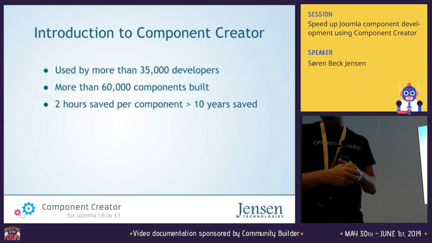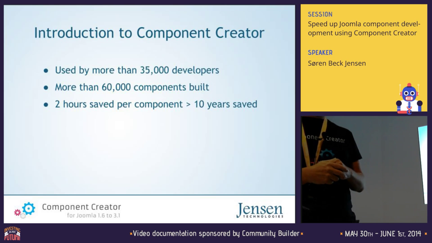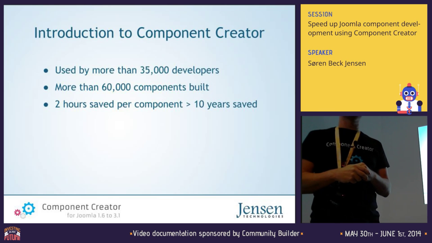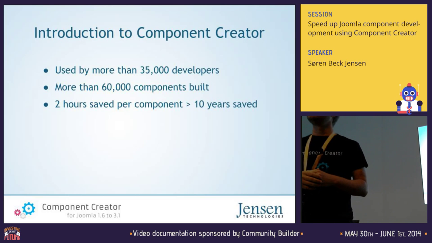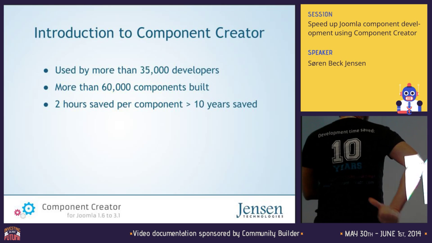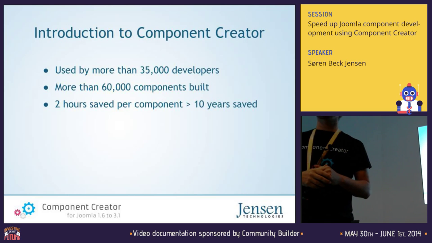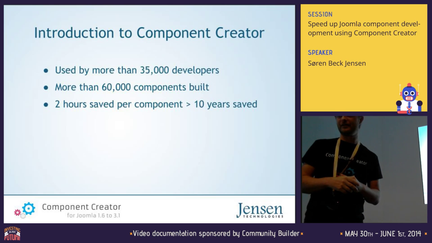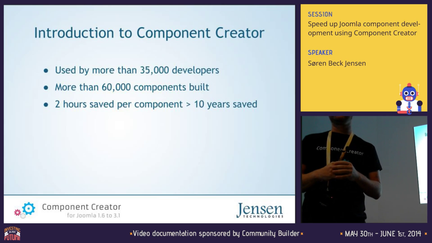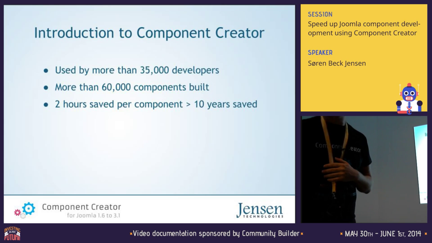It's used by more than 35,000 developers, and they've built more than 60,000 components. Conservatively estimated, we think that it saves at least 2 hours per component, and that means that we've saved a minimum of 10 years. But actually, I just did the math again. If any of you are math geniuses, you will come out, it's actually more than 14 years now. And that's conservatively estimated. So we really believe that we've had a very positive impact on the Joomla community in general, and are kind of proud of that fact.